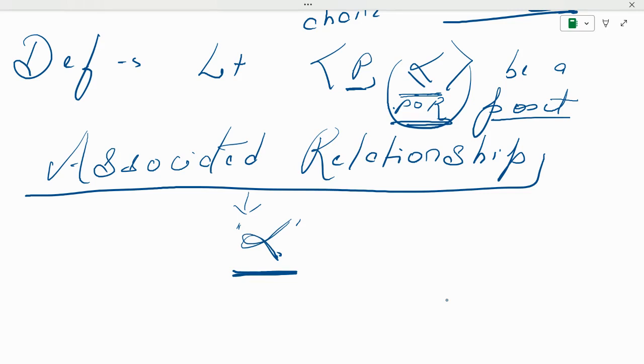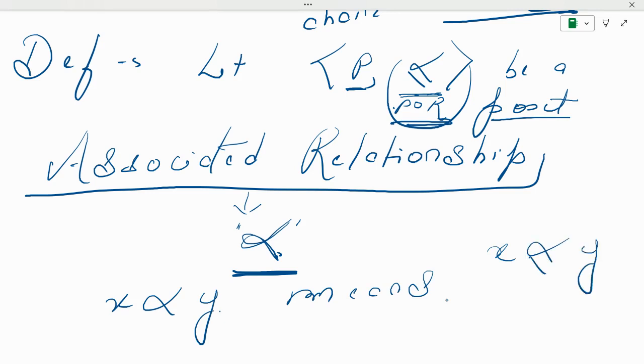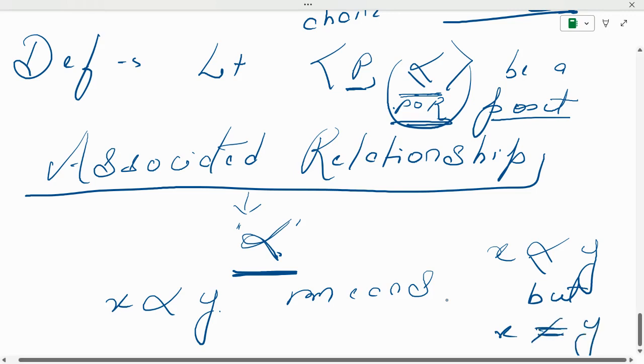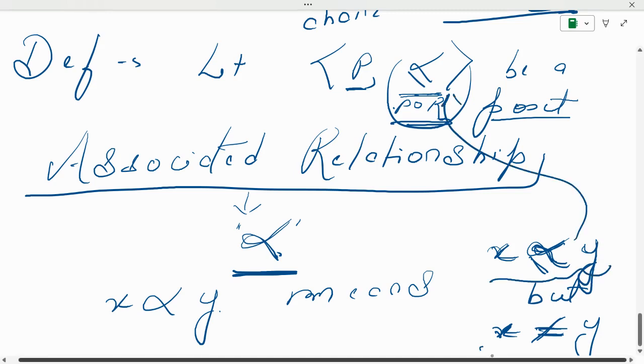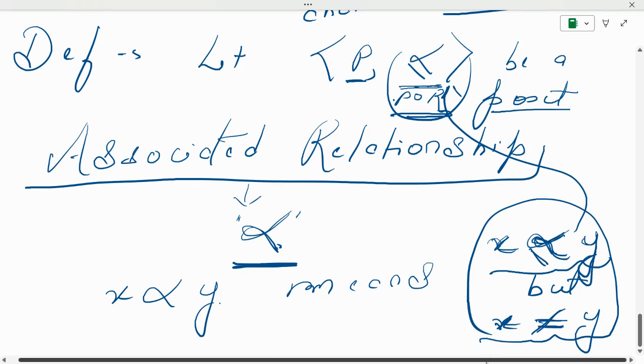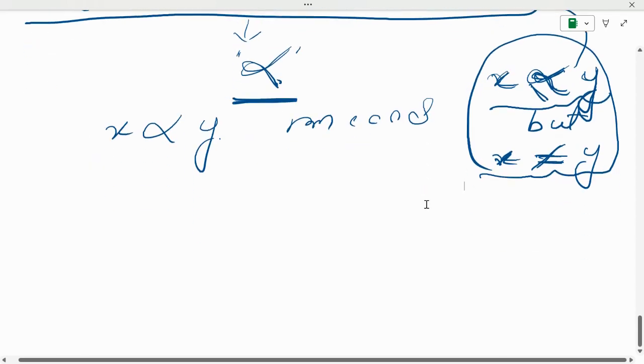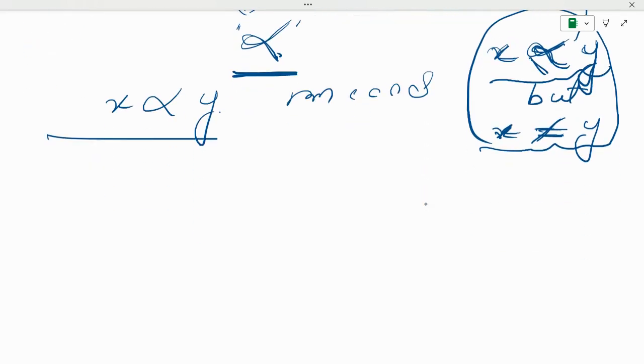Now we are moving towards the associated relationship, which is defined with this symbol. So what does associated relationship mean? If X has an associated relationship with Y, this means X and Y are comparable, but X is not equal to Y. X and Y are comparable inside this partially ordered relation, but X is not equal to Y. So this is called the associated relationship. Keep this in mind, because we are going to learn about Hasse diagram, and this is going to be useful in this case.